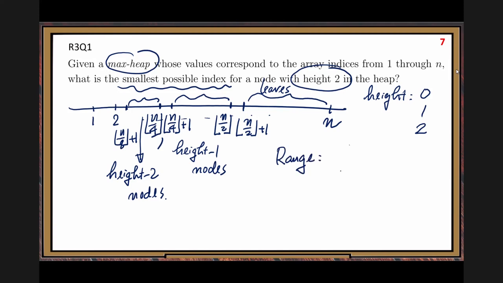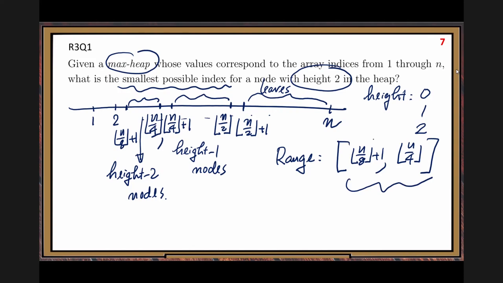The range: the lower bound, n over 8 plus 1, upper bound, n over 4. Okay? All right. Now you tell me, what is the smallest possible index for a node with height 2? What's the smallest possible index in this range?